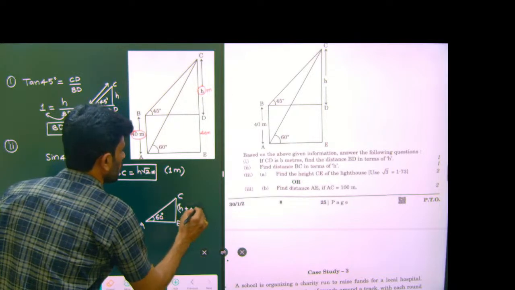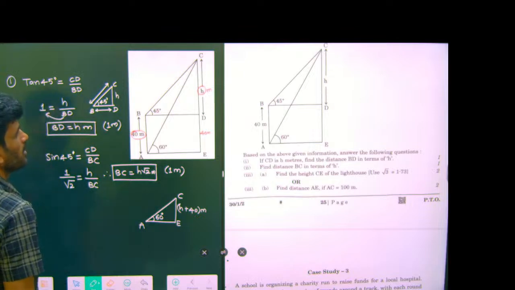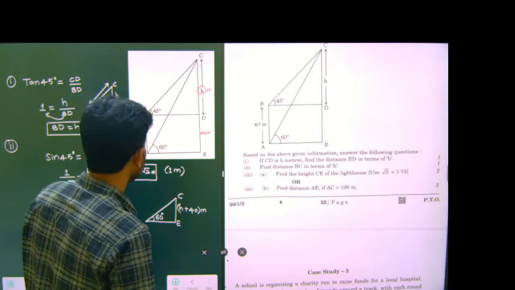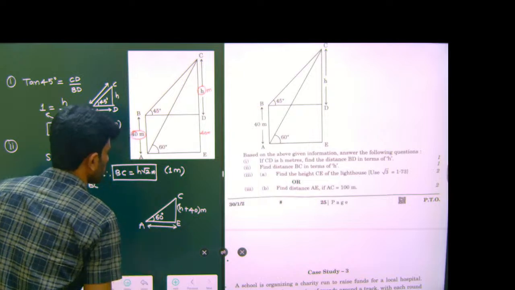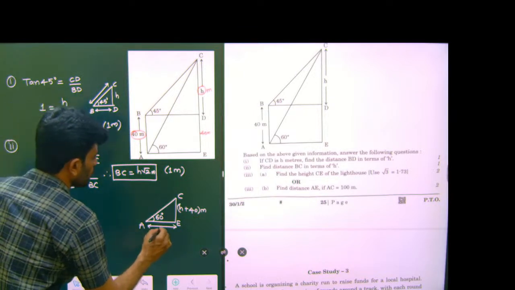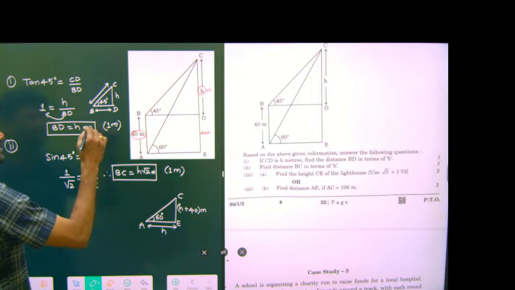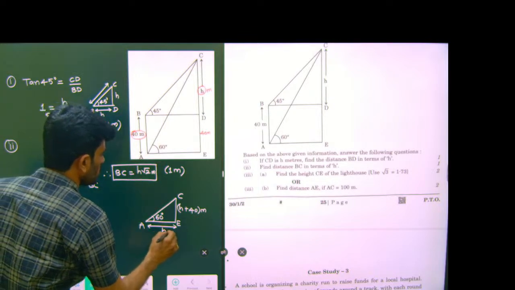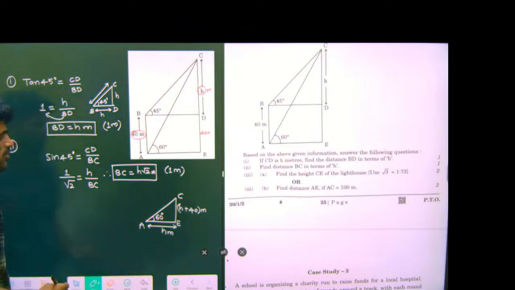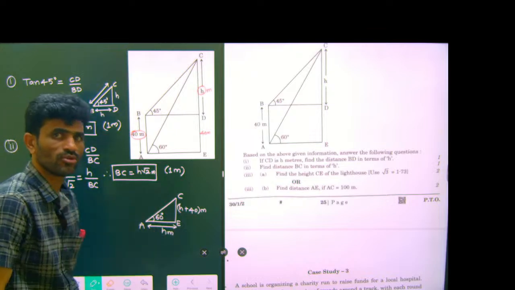H plus 40 meters. Now we want the total height H plus 40 and we do not know this value, and this value is nothing but H only, because before we got BD as H. When BD is H, AE is also H. This is H meters. Now by using this we have to find out the total height of the lighthouse. So here, third question, again opposite and adjacent side, we have to use tan.